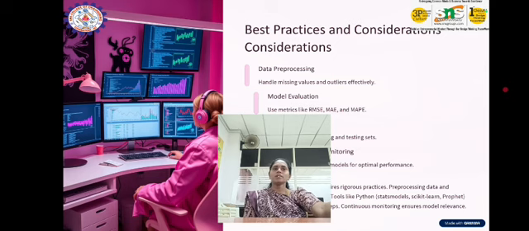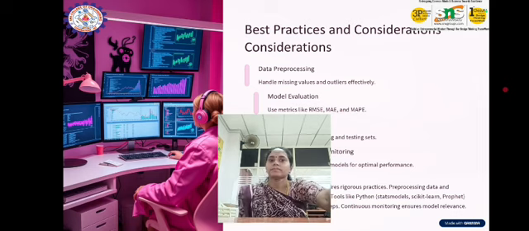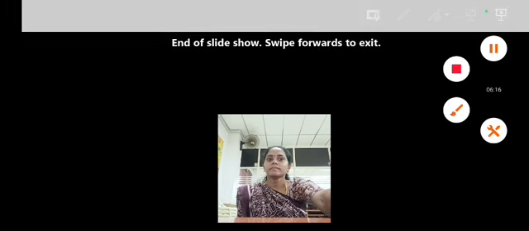Additionally, continuous monitoring and model retraining are necessary, as patterns in time series can drift over time due to changing external factors. Many tools and libraries are available to implement time series models, including Python as well as R packages. The choice of tools and models should align with business goals, data characteristics, and the computational complexity of the application. Thank you.